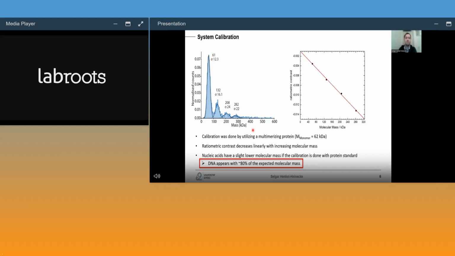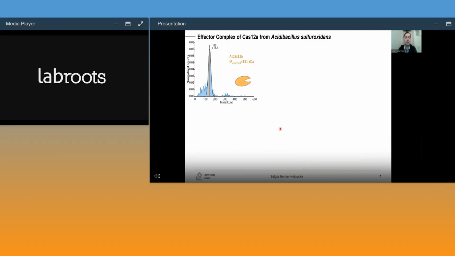You calculate it. So what have we done before we actually get to the Cas12f systems? We used a known complex or system here from Cas12a from Acetylbacillus sulfooxidans, and so we have here a big protein, over 1,000 amino acids. It has a calculated or expected mass of 151 kilodalton, and when we measured the protein alone, we got a nice peak around 150 kilodalton.